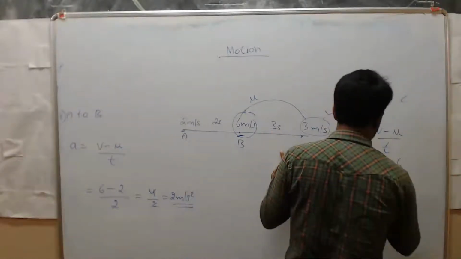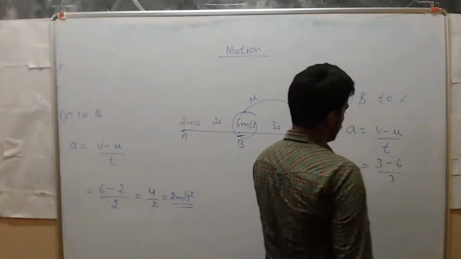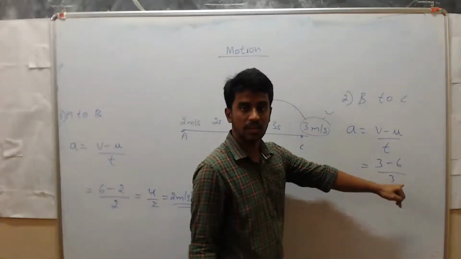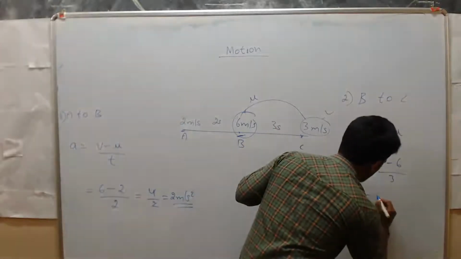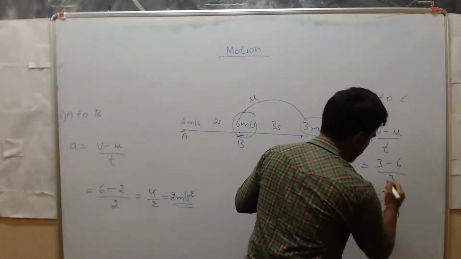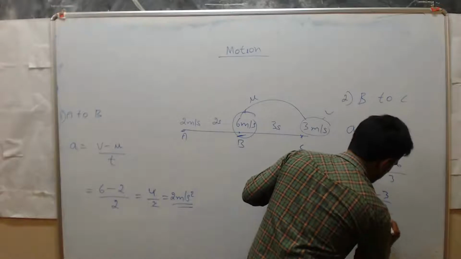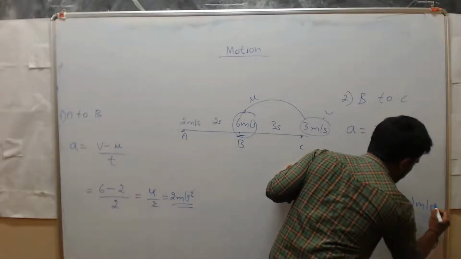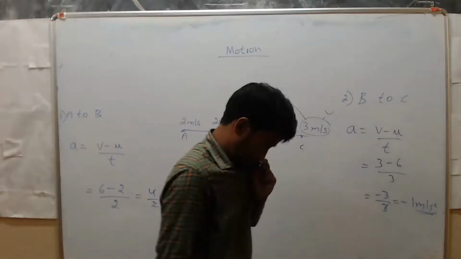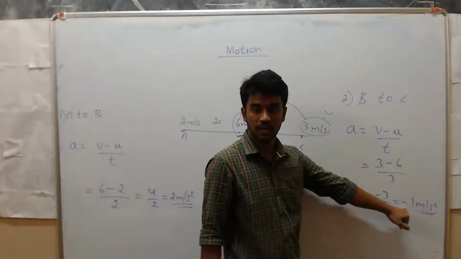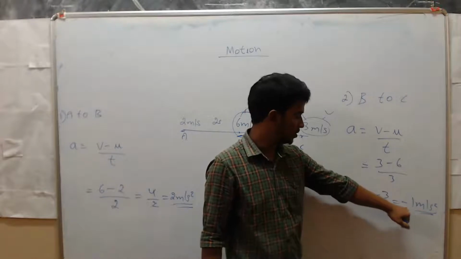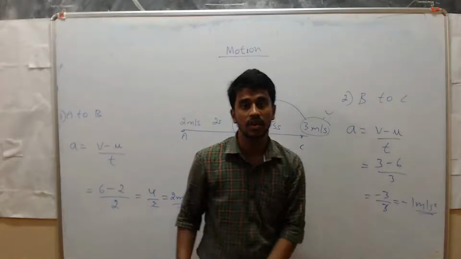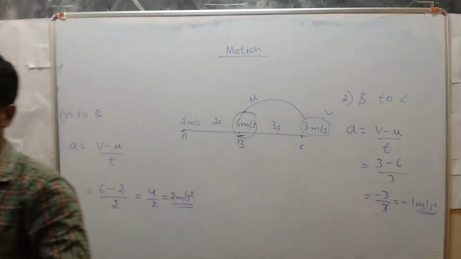What is the time taken? That is 3. 3 minus 6 divided by 3. What is the answer? Minus 3 divided by 3, so we will get the answer: minus 1 meter per second square. Here, don't forget to put the minus sign. Some of you will make mistakes. If you won't put that minus symbol, then that answer is wrong.